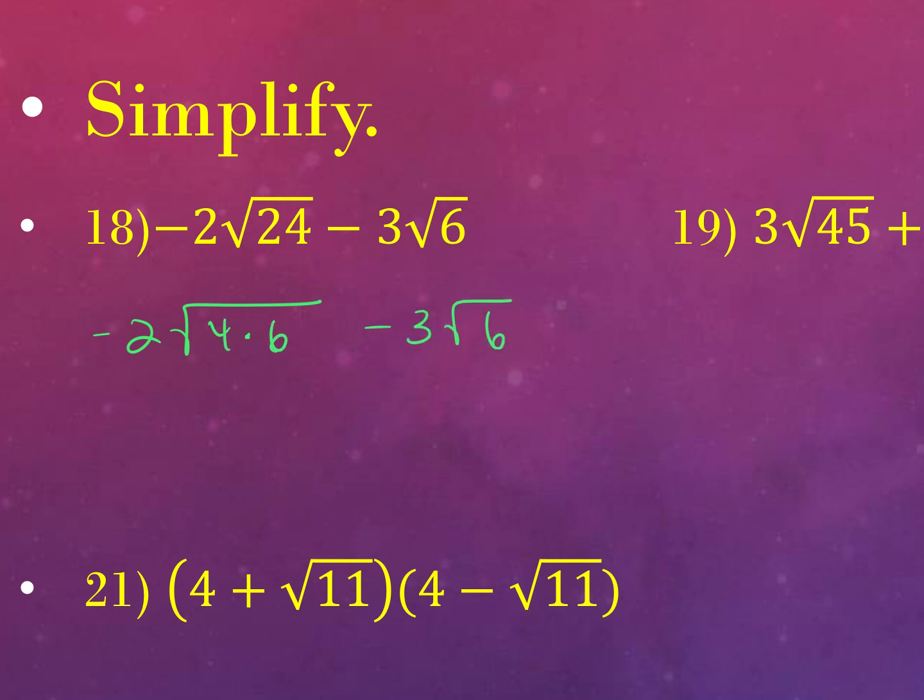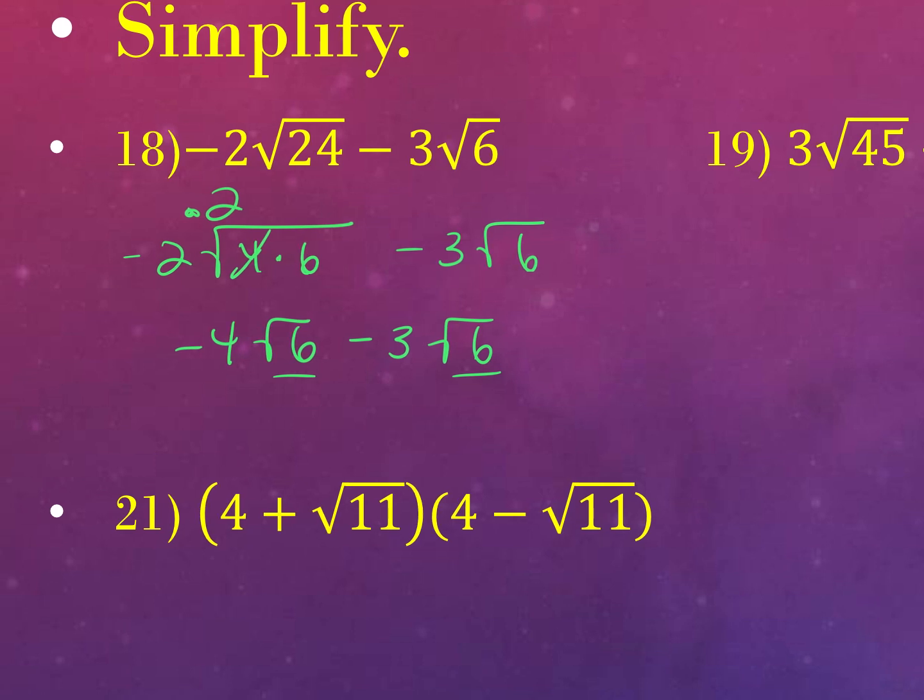So as we go and simplify, guys, what's the square root of 4? 2 comes out in front. So now I'm going to multiply. Negative 2 times 2 is negative 4 square root of 6, right? Minus 3 square root of 6. Now what do you notice? They have the same last name, same radical. So if I have negative 4 and I have negative 3, how many totals do I have? Negative 7 square root of 6. Good. Very good.